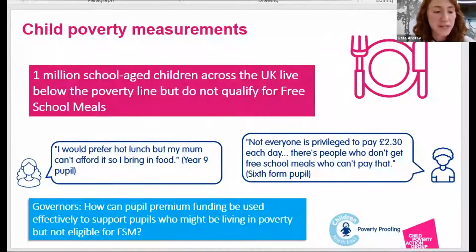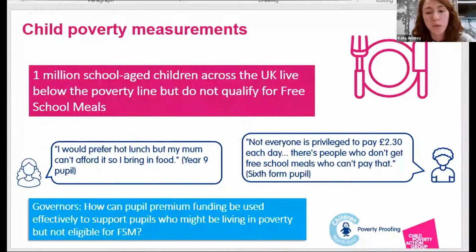Based on some of our most recent analysis, there are 1 million children across the UK who live below the poverty line that I mentioned, but do not qualify for a free school meal each day. The threshold for qualifying at the moment is incredibly low: £7,400 a year household income, and that's before benefits are taken into account. So if you work and earn a bit, it might take you over that threshold, and then you become ineligible for free school meals.